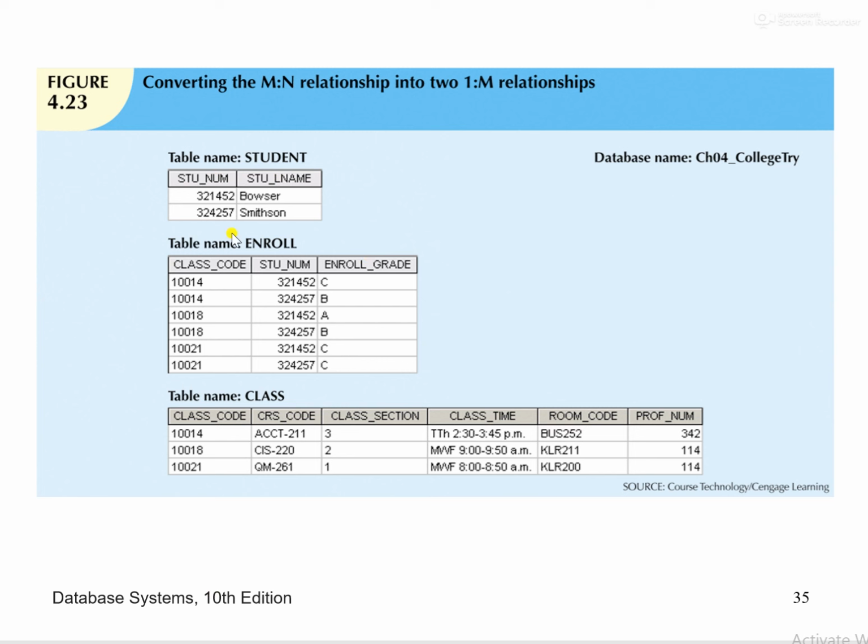And when we map it into tables, it will look like this. Okay, the student table has student num as a primary key, and class has class code as primary key, and the enroll table will have class code and student num as a primary key, which are both not only foreign keys but also the composite primary key of the enroll table.